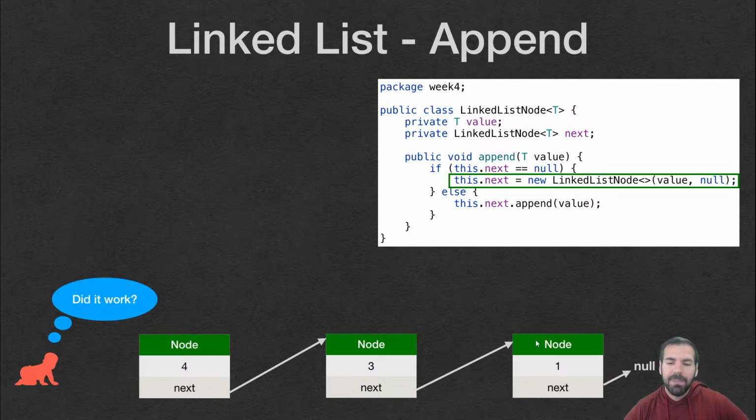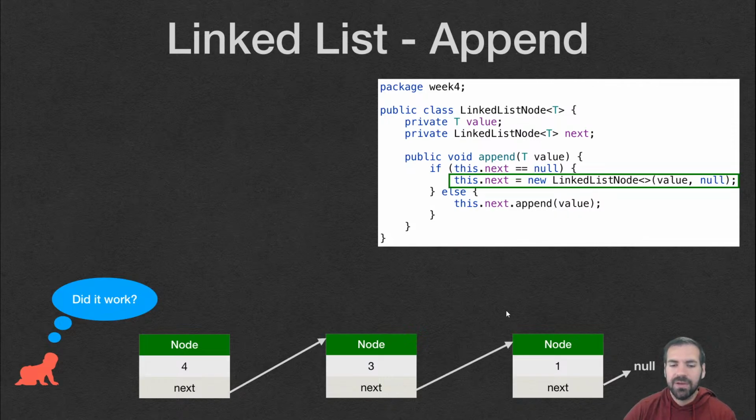So now we effectively appended 1 to the end of this list by making recursive calls until we found the end of the list, and then replacing the end of the list's next with a new node with a next of null and the value that we were appending.